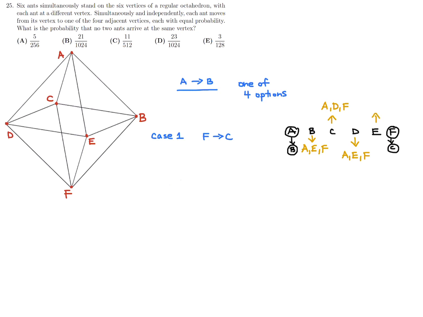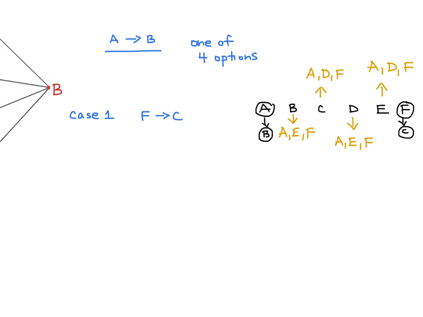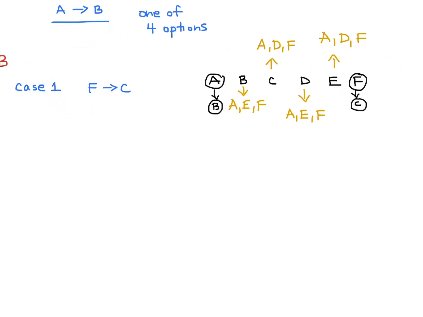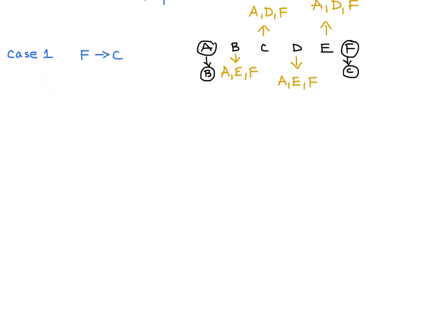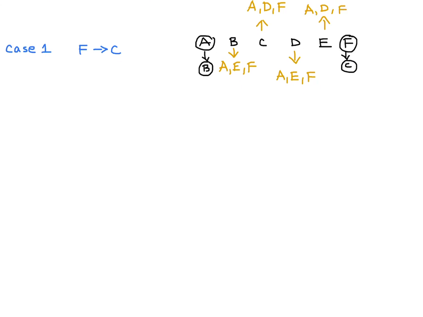And then finally, E in a very similar way. Where can E go? E can go to A, D, and F. All right? So hopefully that makes sense. So let's keep this. All right, now we have to figure out our scenario. So here we go.